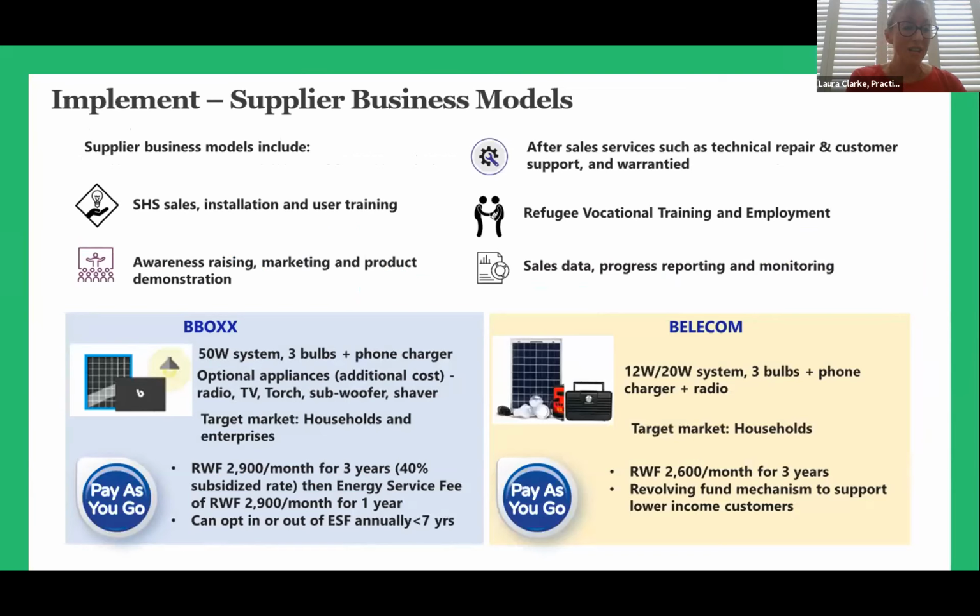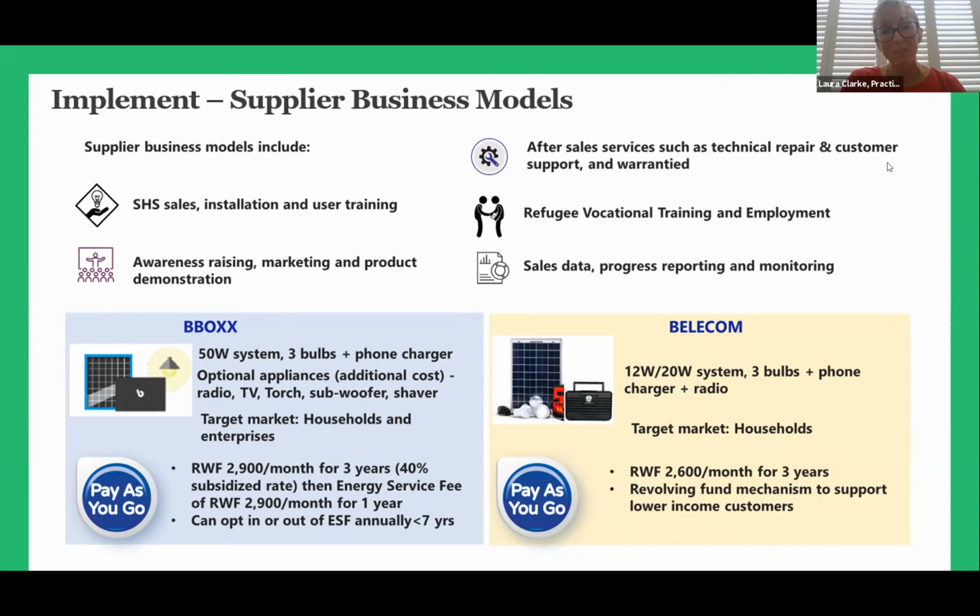So just to give a snapshot of the two business models and the 2 suppliers that we selected. We selected 2 suppliers, Bbox, who already had some presence in the camps, although at quite a small level. There were some existing solar home systems customers in the camps, and they offered a 50-watt system with 3 bulbs and a phone charger with the option of additional appliances. And they were really targeted.